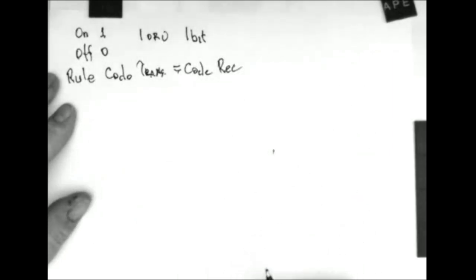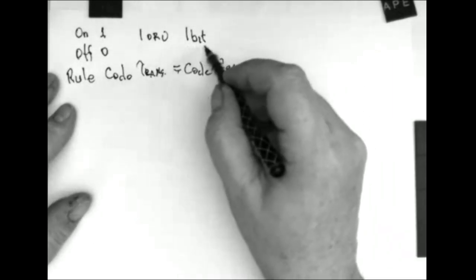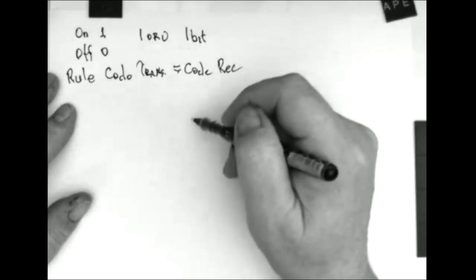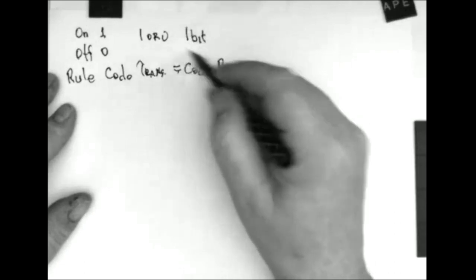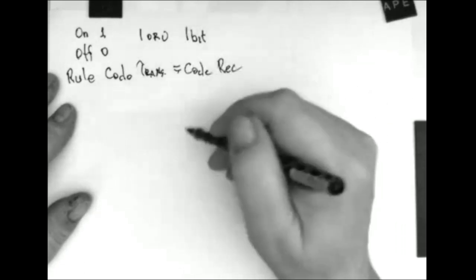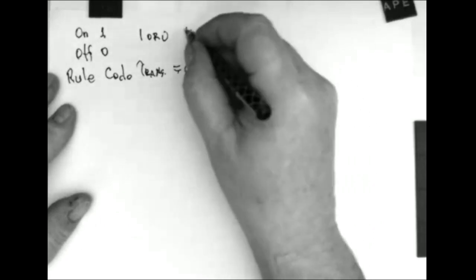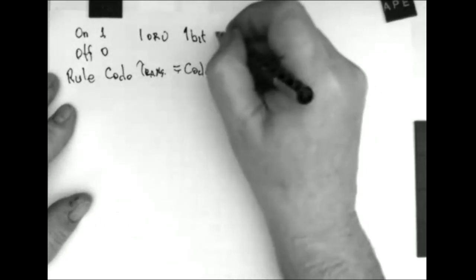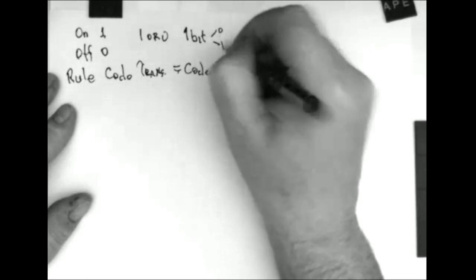What is bit? Why do they call it bit? Because this is binary digit. This is an abbreviation. BIT, binary digit. 1 bit. So 1 bit could be either 0 or 1.